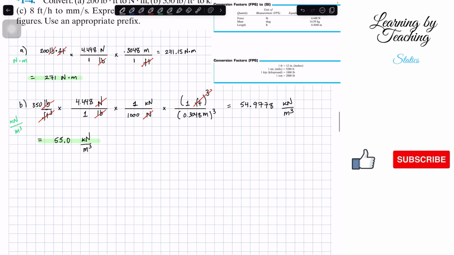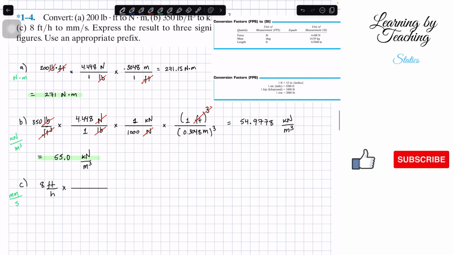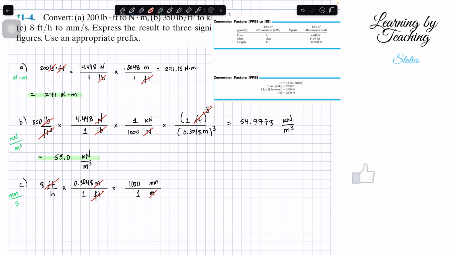For problem C, similarly, we got 8 feet per hour, and we need to convert this into millimeter per second. So we do the same thing again. We're going to start with our foot. We want to convert our foot to millimeter. So we got the conversion between feet to meter, and we have that meter is 0.3048 to 1 foot, and then we're going to convert that meter into millimeter. So, if I want millimeter on top, we know that 1,000 millimeter is equal to 1 single meter. That way I can cancel my meter with my meter, and we're left with the desired unit, which is millimeter.